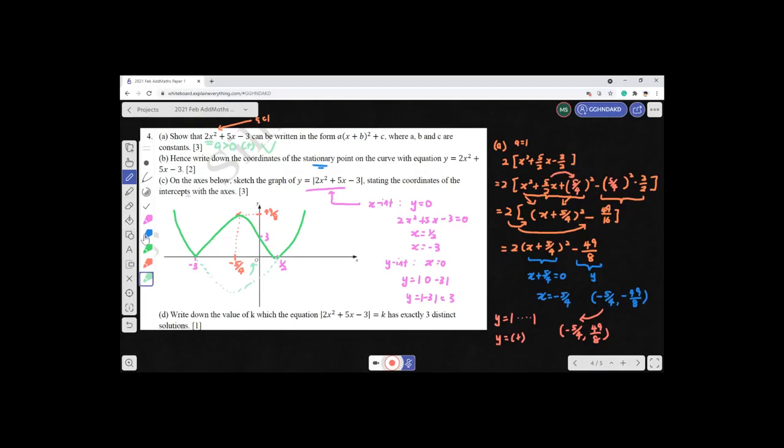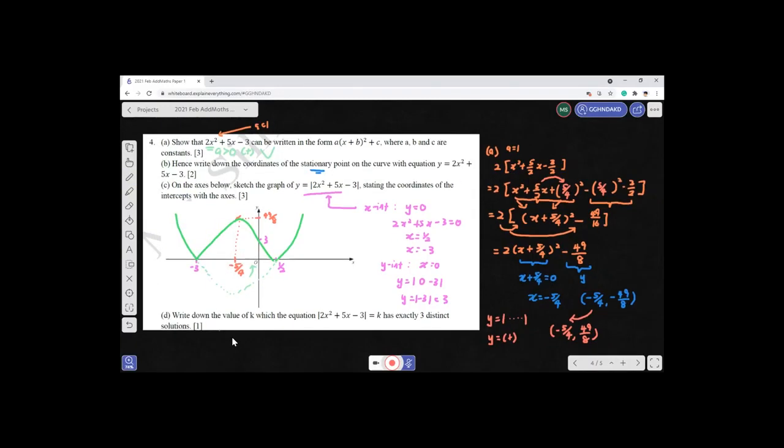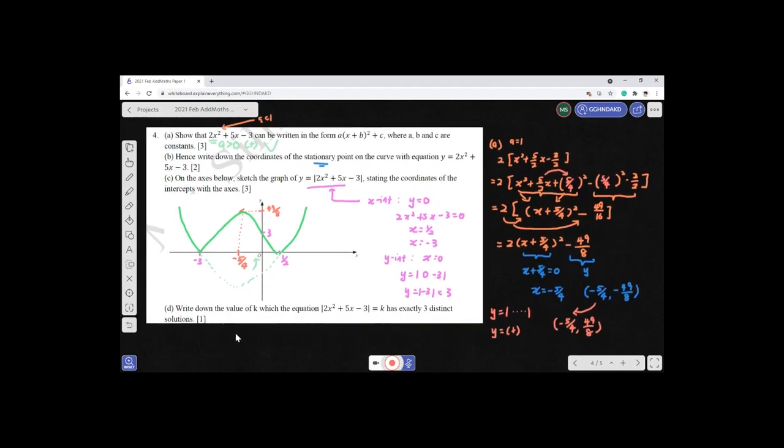Any questions? No, sir. Okay. Is it a must to label the stationary point? Yes. So you can write down here -5/4, 49 over 8.